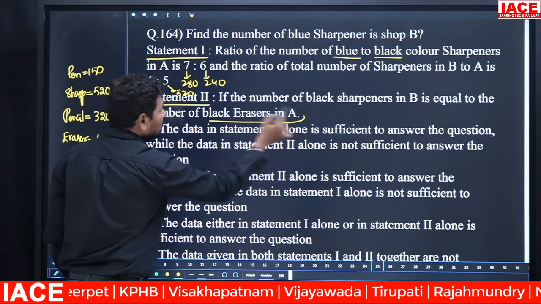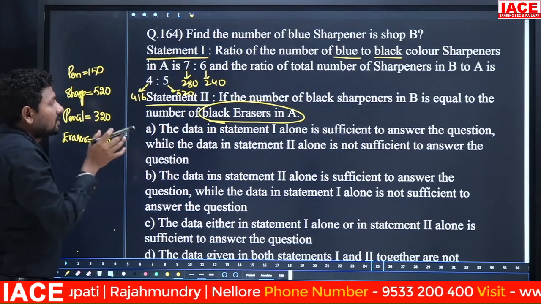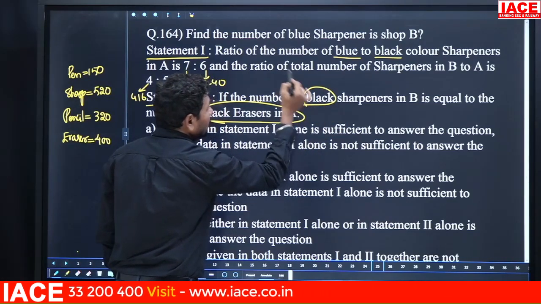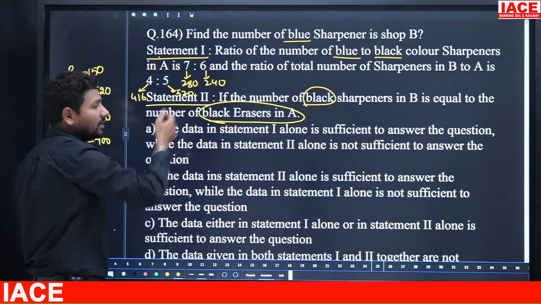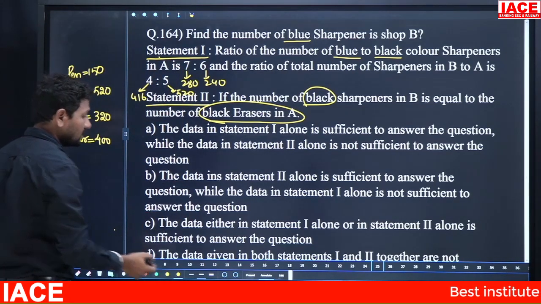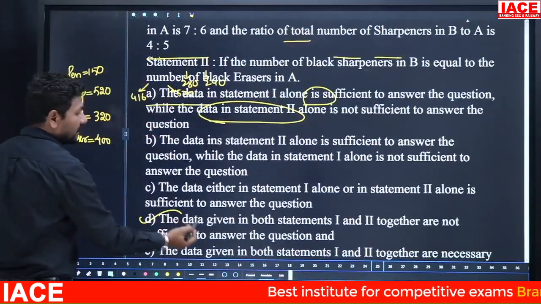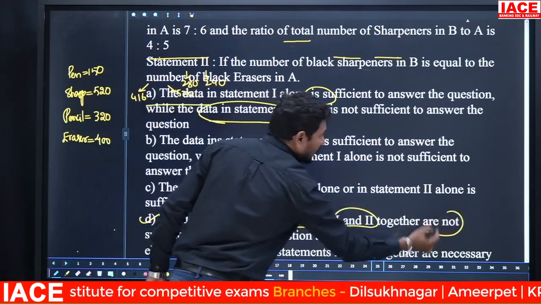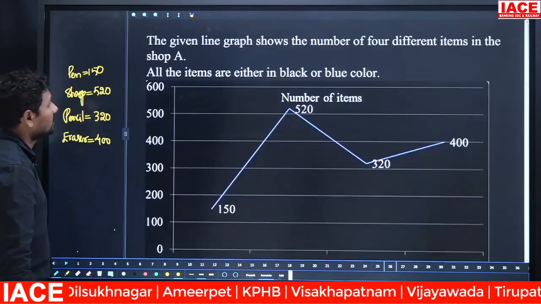Total erasers are 400, but how much black is not mentioned. Without knowing that, you are unable to calculate the black sharpeners. Without knowing the black sharpeners, you can't expect the blue sharpeners. That means even merging statement 1 and statement 2, you are unable to solve the question. So the answer is D: the data given in both statements 1 and 2 together are not sufficient to get an answer. Let's check the next one.